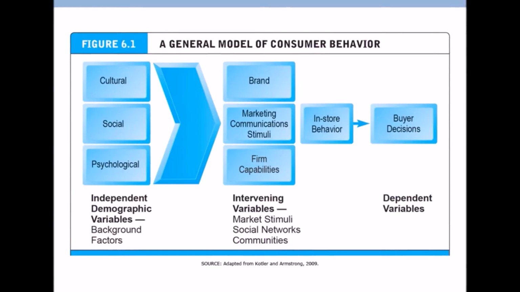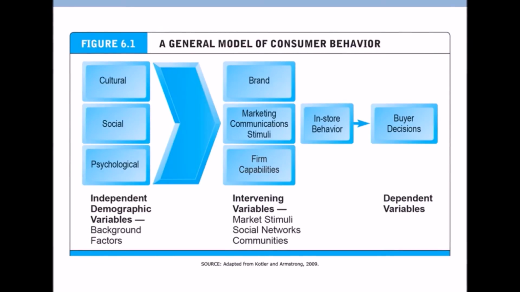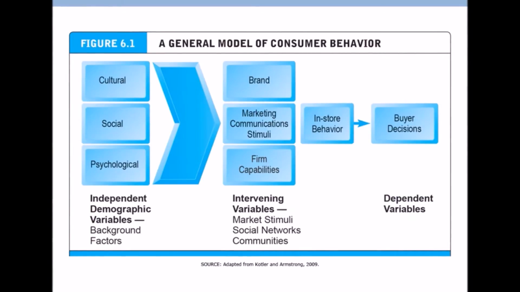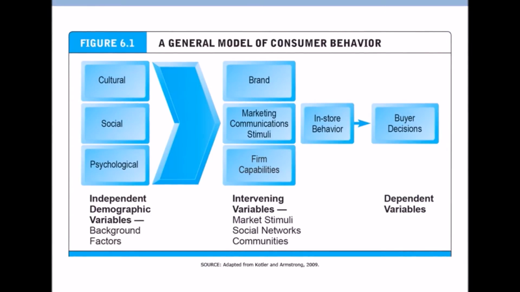So the factors which affect the consumer, the cultural, social, and psychological factors, are known as independent demographic variables or the background factors. Whereas how they affect and whom they affect, which are the brand, marketing, and communications, the stimulus, and the capabilities of the firm, are known as the intervening variables, since they act as a catalyst. They're also there on the social networks and communities, so a lot of them also affect the buyer decisions.